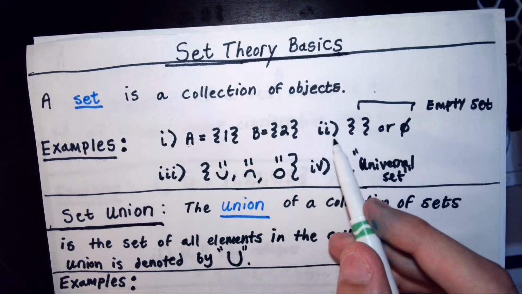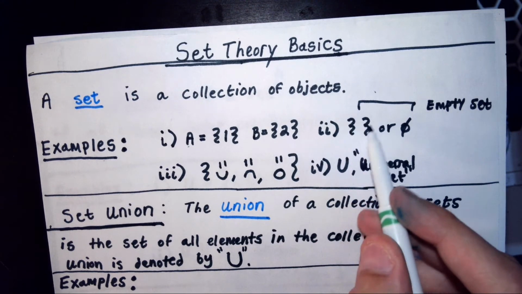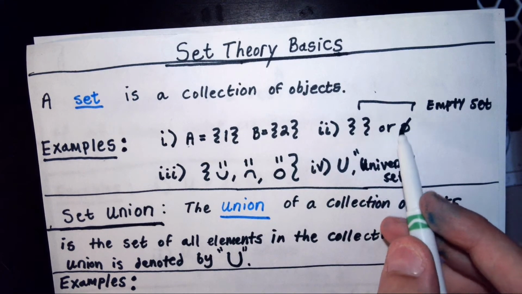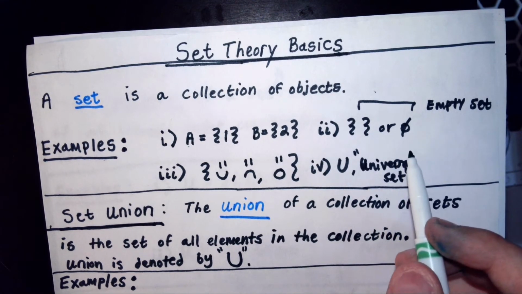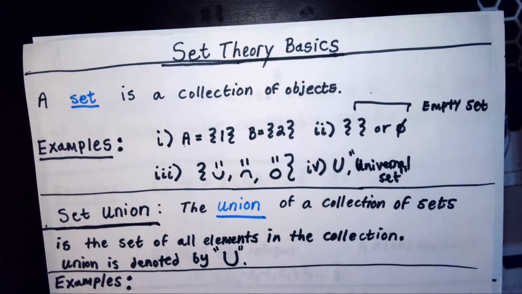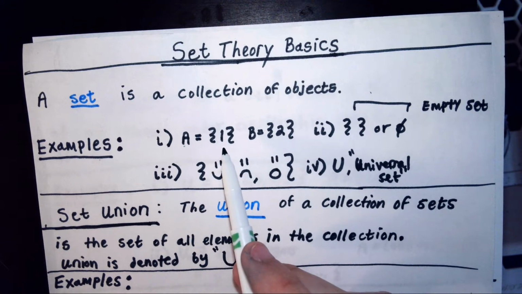The next example, we have the empty set. Notice it's just the same set braces from before, except there's nothing in there. Another way of saying that is with this circle with a line through it. That's another way of denoting the empty set. The empty set is just a set that has no elements in it. Whereas in our first example, A had one element. A set with one element is called a singleton set.